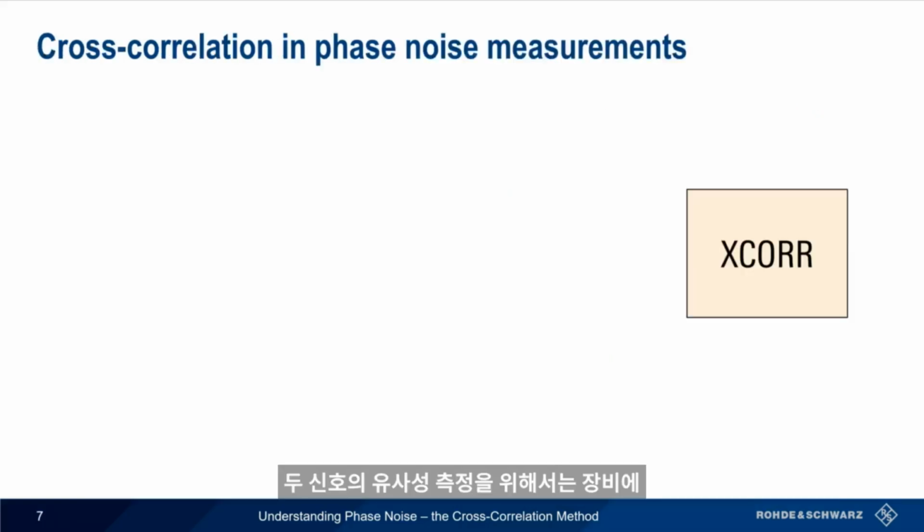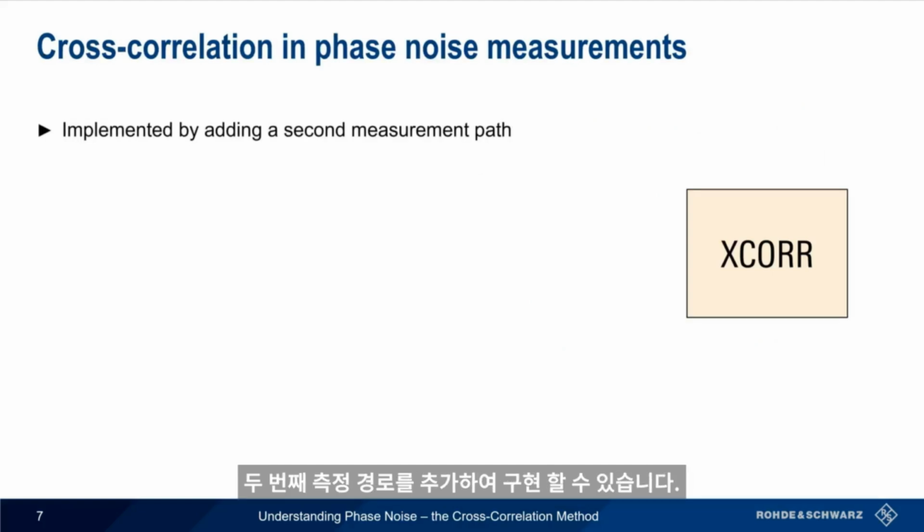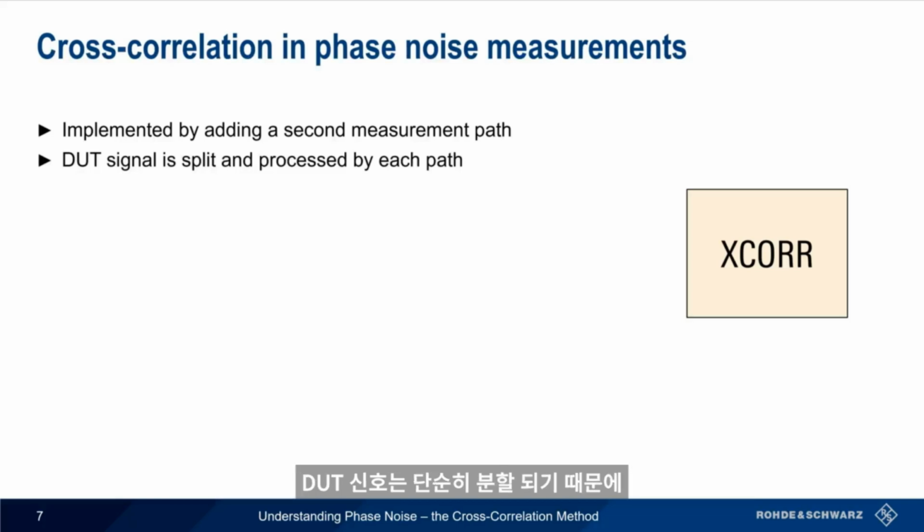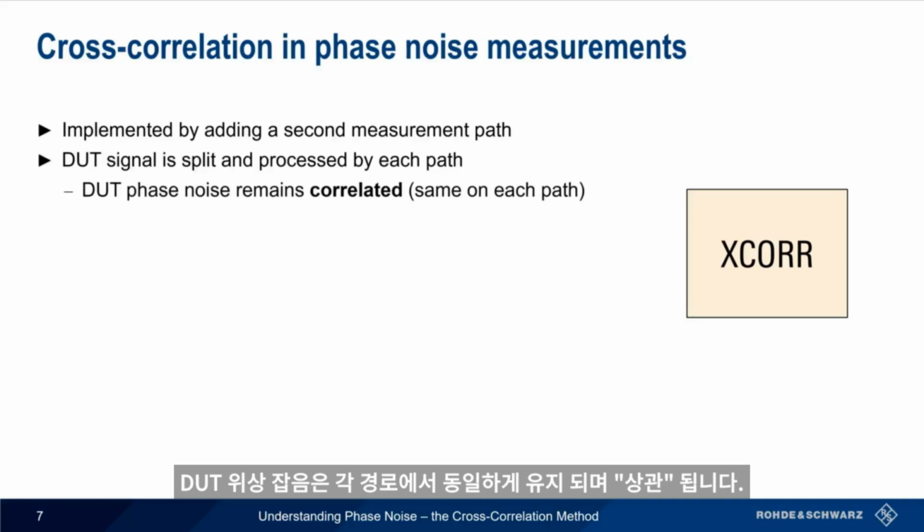Because cross-correlation involves measuring the similarity of two different signals, we implement it by adding a second measurement path to our instrument. The signal from the device under test is split and processed by these two, nominally identical paths. Because the DUT signal is simply being split, the DUT phase noise remains the same, or correlated, on each path.